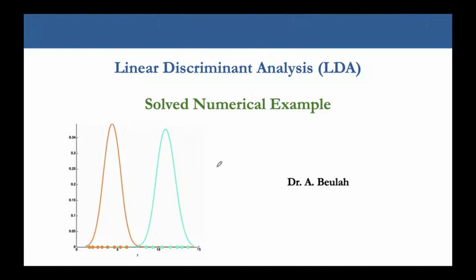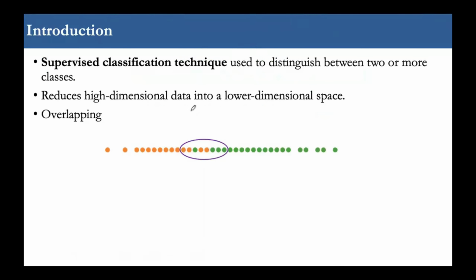Hello, in this video we'll learn about linear discriminant analysis, LDA, with a solved example. So first we'll learn what is LDA, linear discriminant analysis. LDA is a supervised classification technique which is used to distinguish between two or more classes. Actually, this reduces high dimensional data into a lower dimensional data space, and LDA is used to identify a linear combination of features which best separates the classes within a given data set.